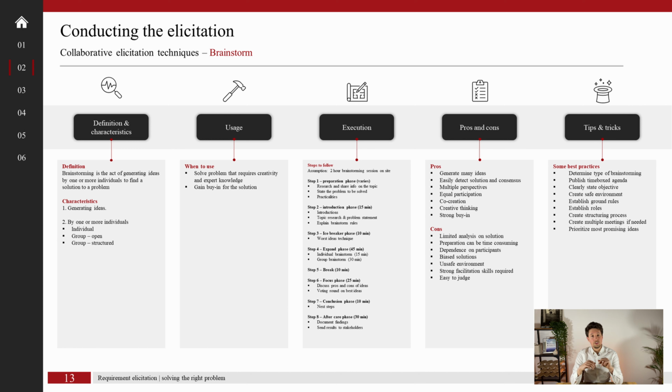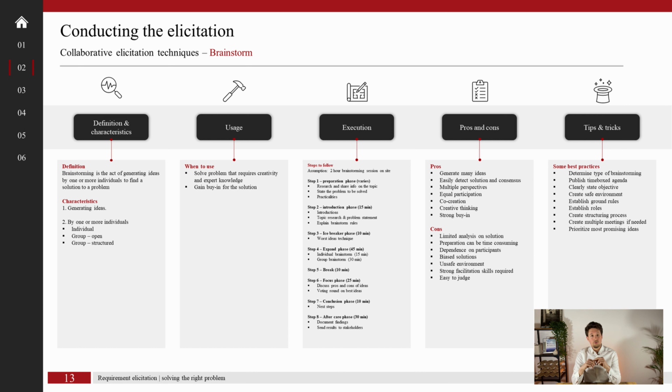Going through the definition, it's possible to further break it down into a couple of characteristics. One of them being generating ideas. This is actually one of the main strengths and uses of brainstorming. It's a technique that's focused on generating as many ideas as possible in a rather short time frame. There are no wrong or bad ideas in a brainstorming session. Bad ideas will be filtered out at a later stage.